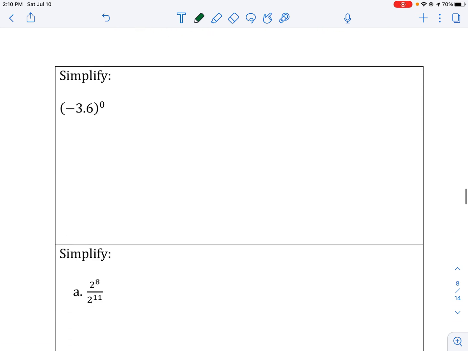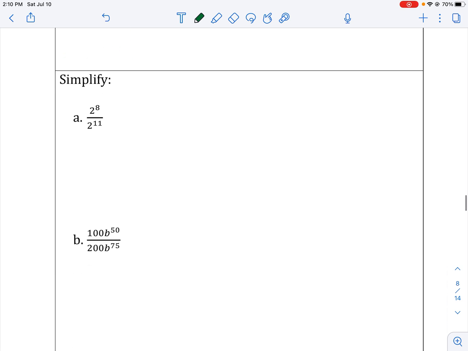Here, these parentheses tell me this whole thing is to the 0 power. It does not matter if the number is negative or positive. Anything to the 0 power is 1. All right, now we know when we divide like bases, because we have like bases here, we subtract our exponents. The exponent in the numerator minus the exponent in the denominator gives me 2 to the negative 3rd power.